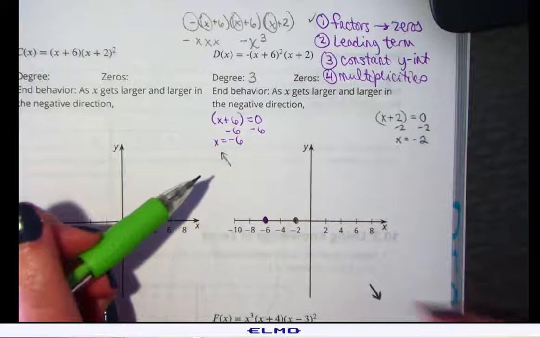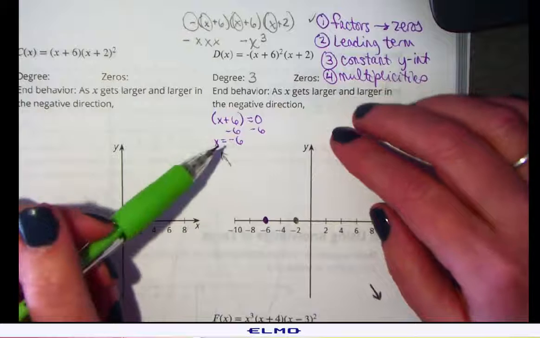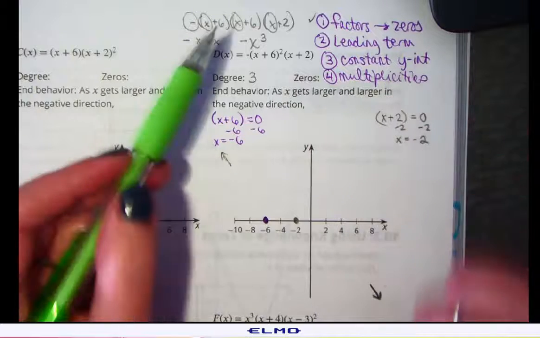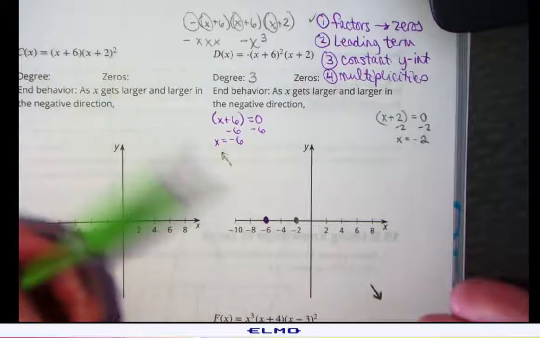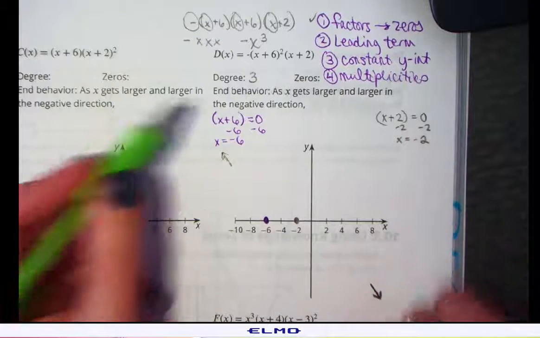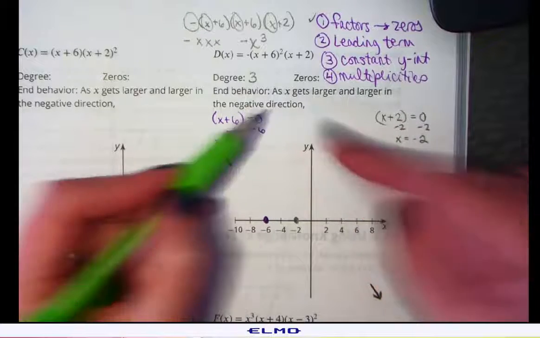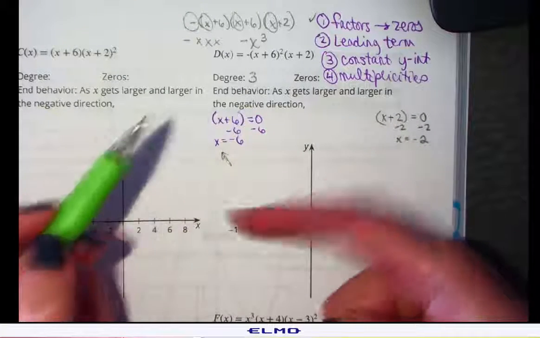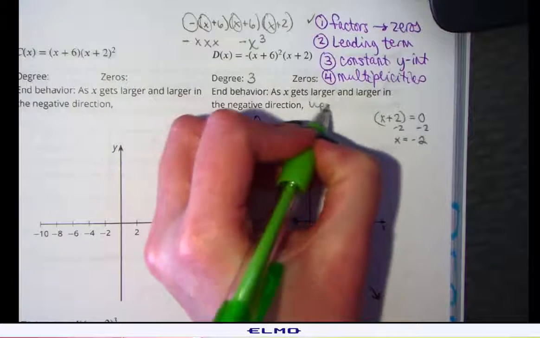If you need to skip back to that, look at lessons 8 and 9, where we were talking about end behavior. Negative leading coefficient, odd degree, has up, down end behavior. So as x goes negative, as x gets larger and larger in the negative direction, our graph is heading upwards.